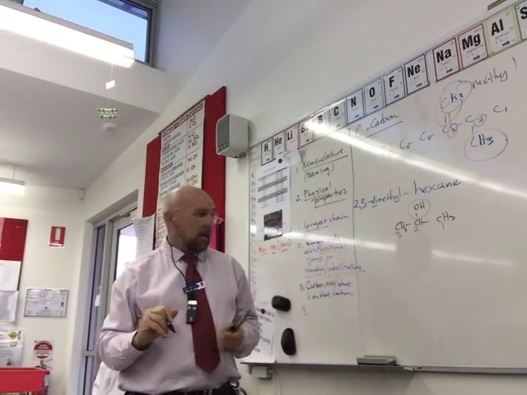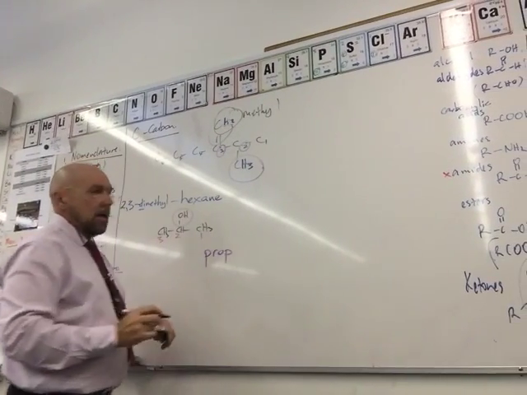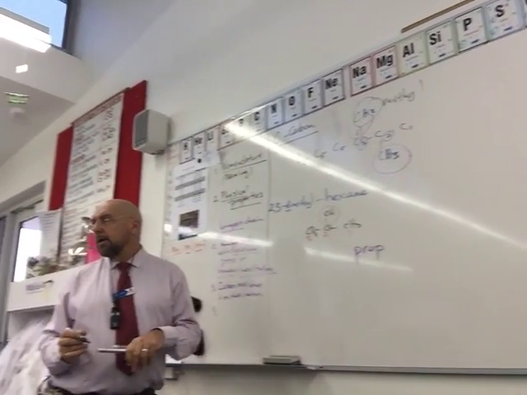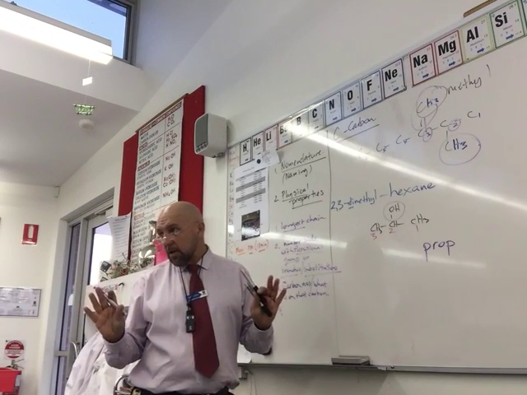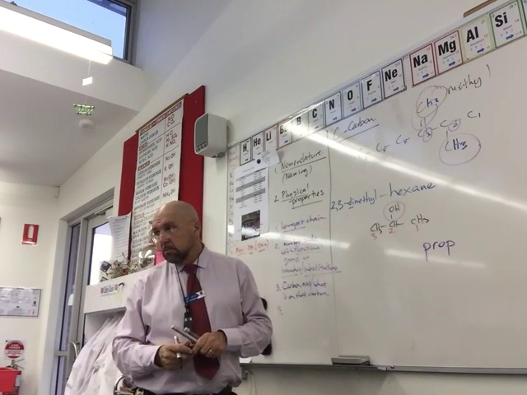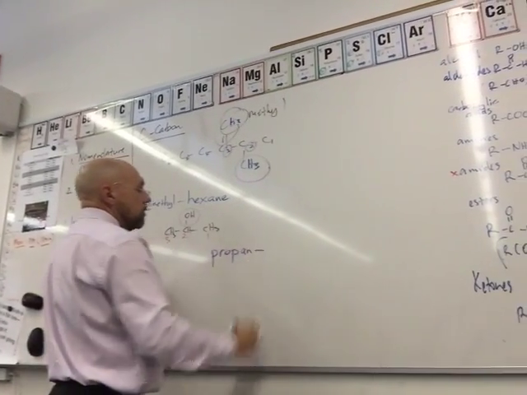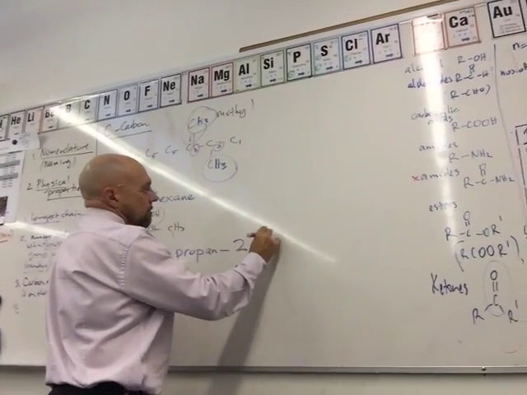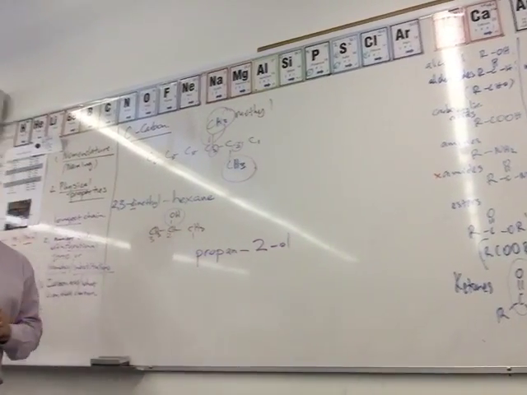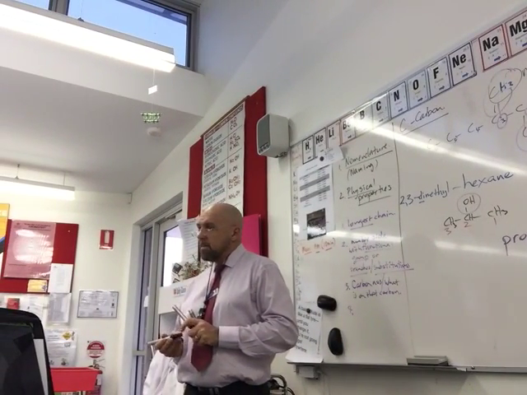Two ways we can do this one now. Prop. Now, is it an alkane, or is it an alkene, or is it an alkyne? Alkane. So it's propane. Propane number 2, ol. So propane-2-ol. No confusion with that structure. Alright?